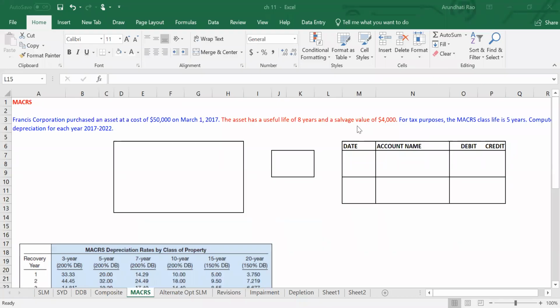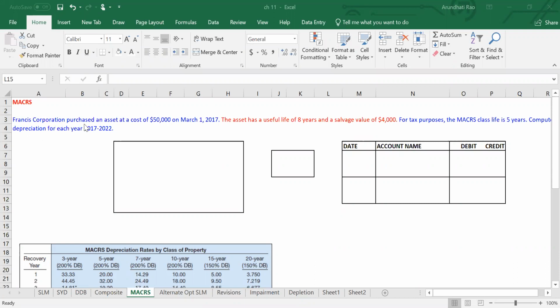Good afternoon. In this exercise, we're going to be looking at the MACRS method of depreciation. MACRS is the acronym for Modified Accelerated Cost Recovery System. This is an IRS prescribed method, and we'll see how to work with it using this exercise.